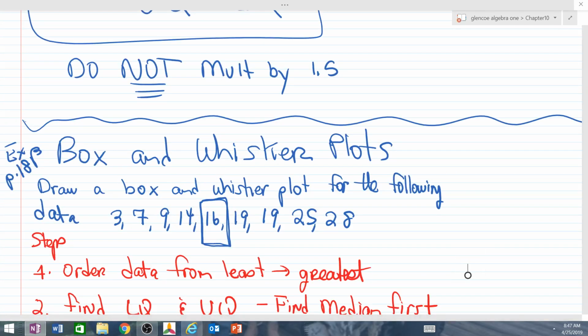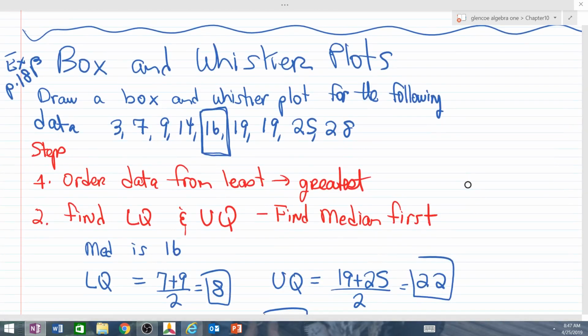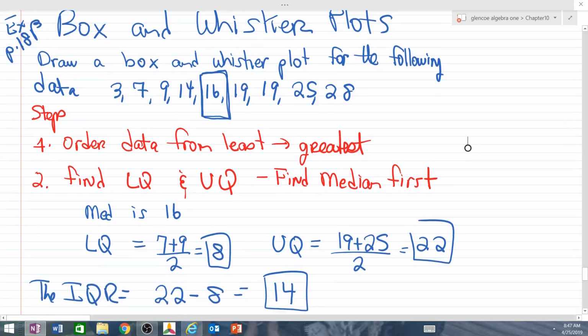To draw a box and whisker plot for the following data, order the data from smallest or least to greatest. Find the median. Find the lower quartile and the upper quartile. By definition, the lower quartile is the median of the lower half or the first half of the data. The upper quartile is the median of the second half, the larger part of your data set. Then find the interquartile range. To find the interquartile range, we subtract upper quartile minus lower quartile.